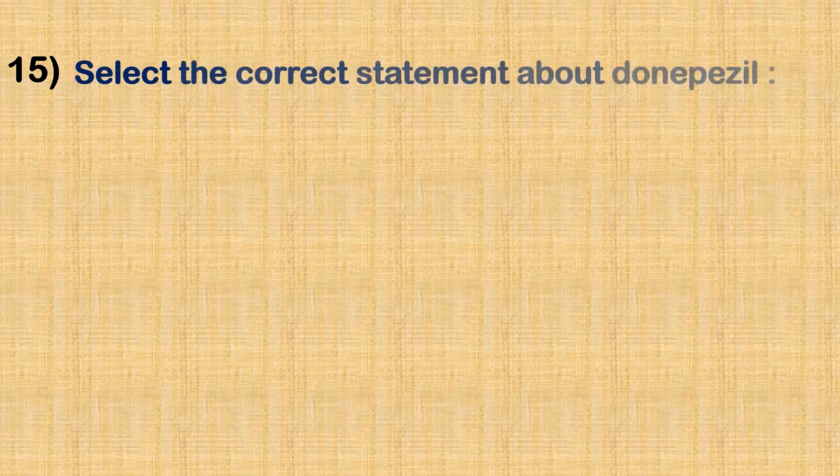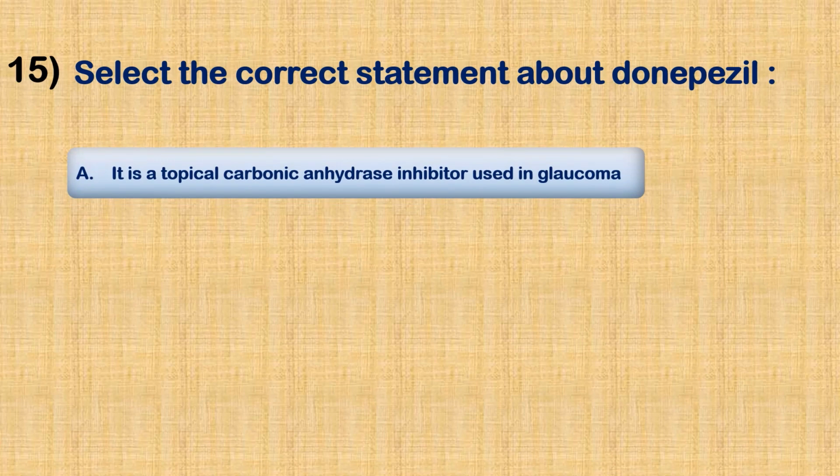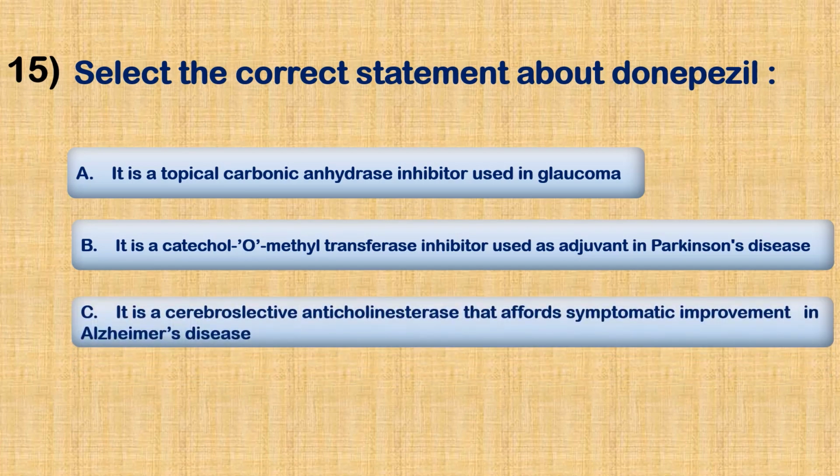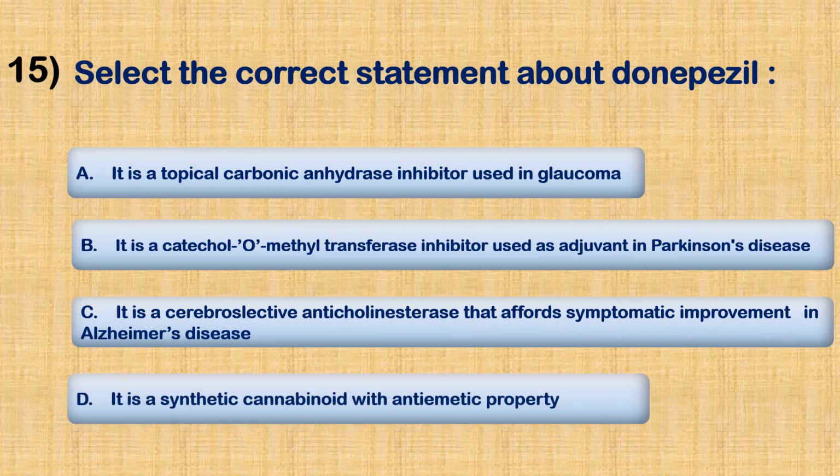So the next question, select the correct statement about donepezil. Here are the options. Option A, it is a topical carbonic anhydrase inhibitor used in glaucoma. Option B, it is a catechol O-methyltransferase inhibitor used as adjuvant in Parkinson's disease. Option C, it is a cerebroselective anticholinesterase that affords the symptomatic improvement in Alzheimer's disease. And option D, it is a synthetic cannabinoid with antiemetic property.